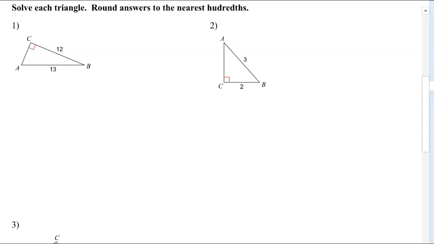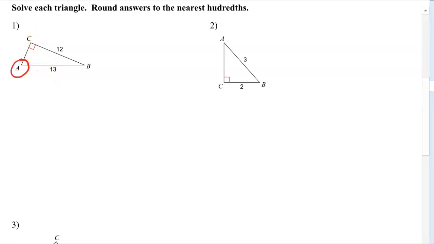Hello geometry students. Today's learning target is to find all missing angles and sides in a triangle when you are given two sides of a right triangle. So if I look at problem number 1, you could solve for A or B, whichever you choose. I'm just going to circle angle A.